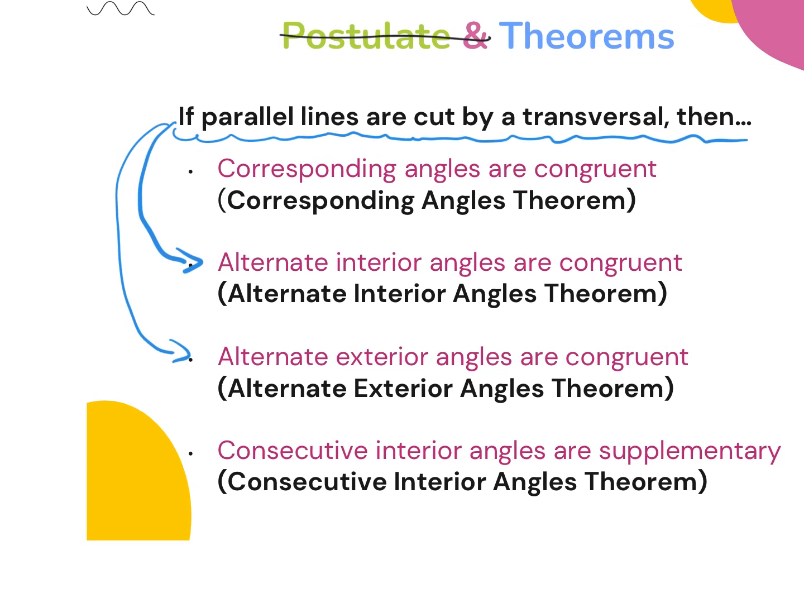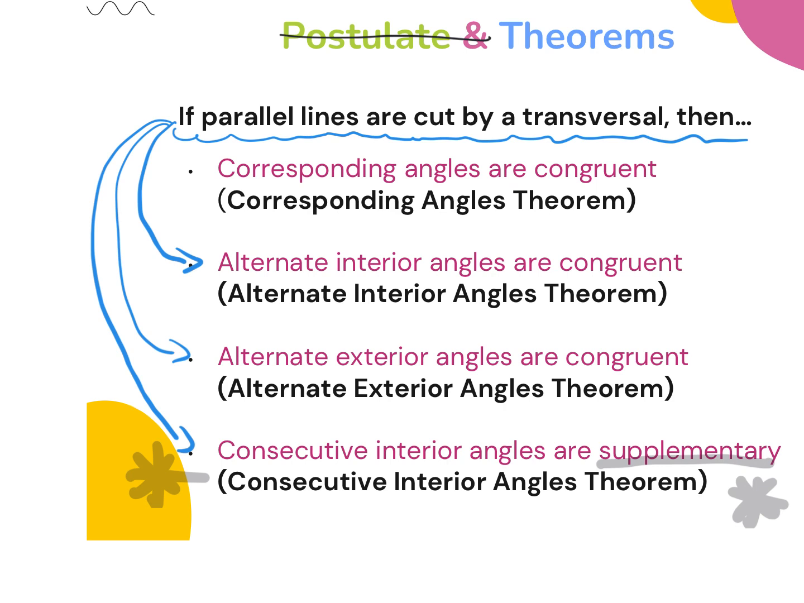And then finally, the fourth one, if parallel lines are cut by a transversal, then consecutive interior angles are supplementary. This is the only one that doesn't have those special angle pairs congruent. The consecutive interior angles are going to be supplements, and that's called the consecutive interior angles theorem. Remember, in other textbooks, they're also called same side interior, but our book uses the term consecutive interior. So this is the only one where the angles are not congruent, they're supplements.